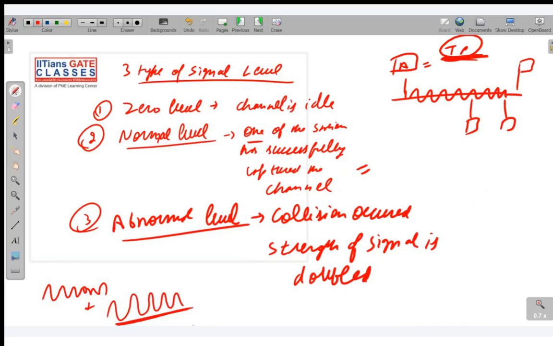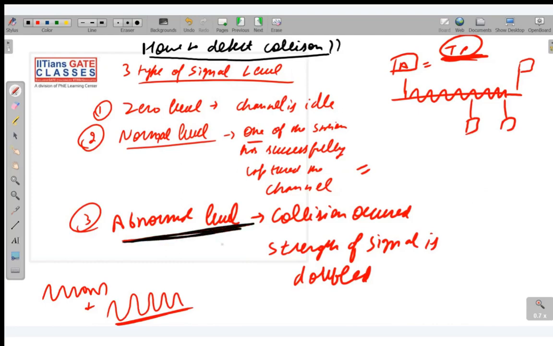So there are three levels of signal. Why have we studied this? To detect collision. For this, we look at the abnormal level. At the listening port, if the station senses an abnormal level, it will say collision has occurred. If there is a collision, it will stop sending data and send a jamming signal informing all the stations about the collision. You can take a snapshot of this. I will jump to the next slide, where I will tell you the basic diagram of this. We will do the flow chart of this. Take snapshot.